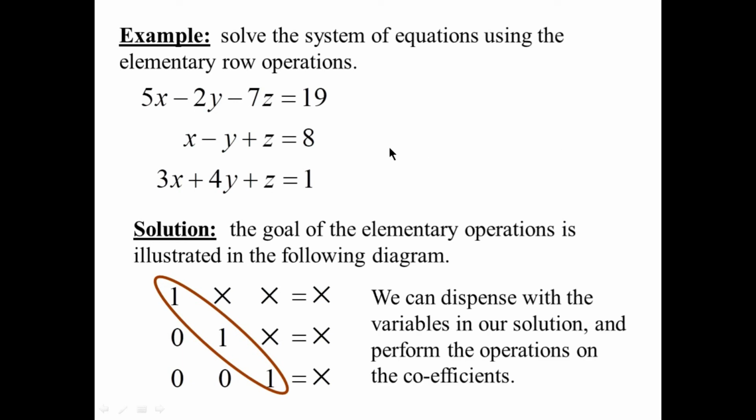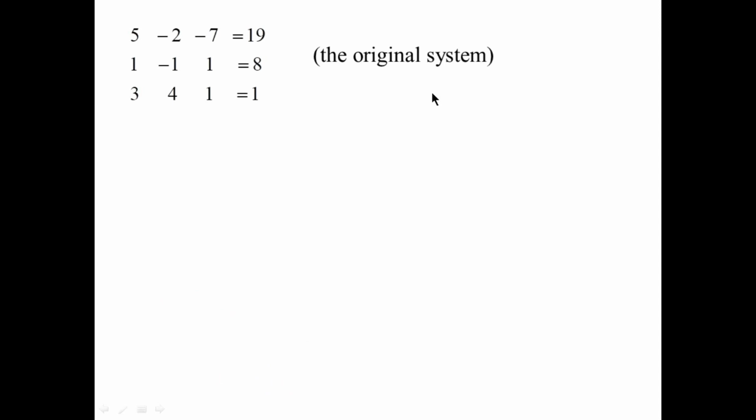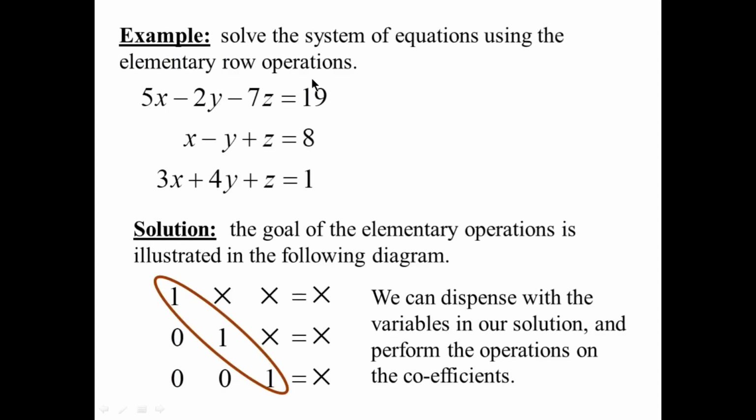We can dispense with the variables in the system. We don't have to say x, y, and z, as long as we understand that the first one's x, the second one's y, and the third one's z, and then the number on the end is what it's equal to. So we can dispense with the variables, and we can just write our system like this. And this is our original system. We can check 5 minus 2 minus 7, 19. It's the same system, the original system, and we're going to build a 1 here.